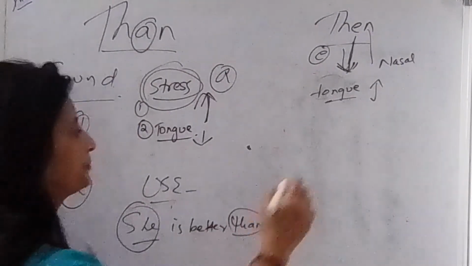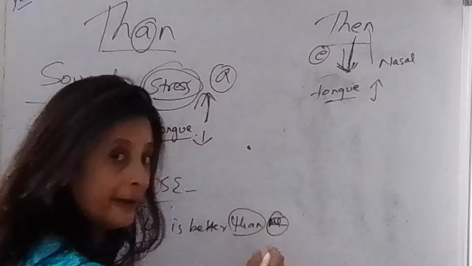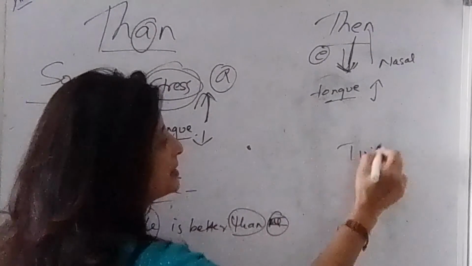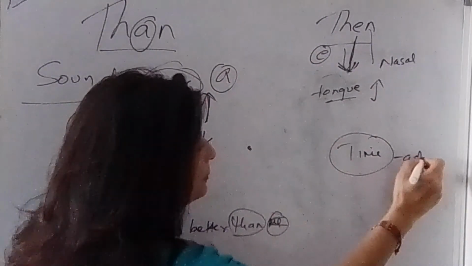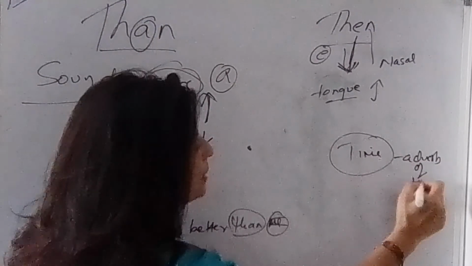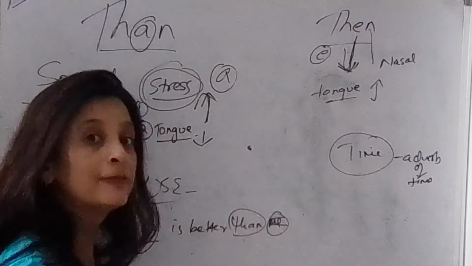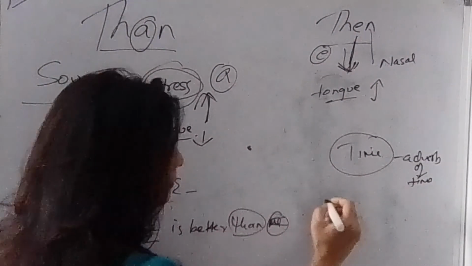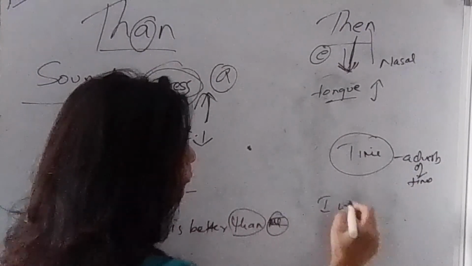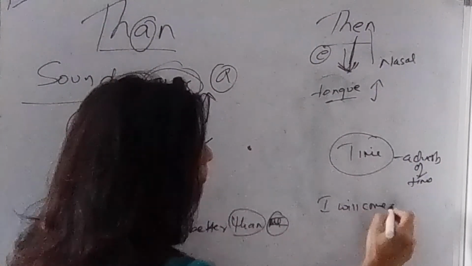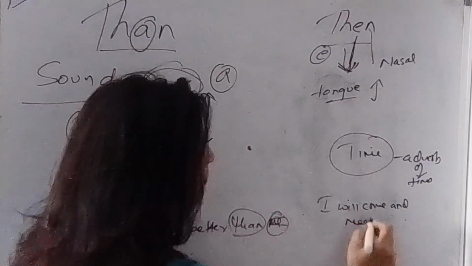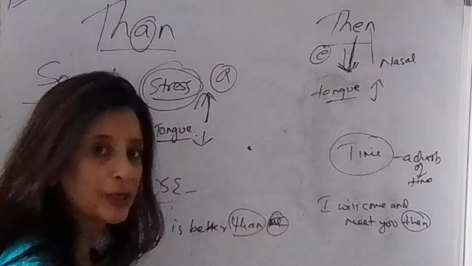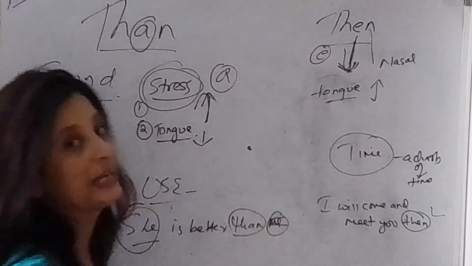Now, what is this "then"? Now this "then" is not a comparative. This "then" is time, which is an adverb, an adverb of time. It is called an adverb of time. Come and meet you then. It means the time is not mentioned, but the time is indicated.